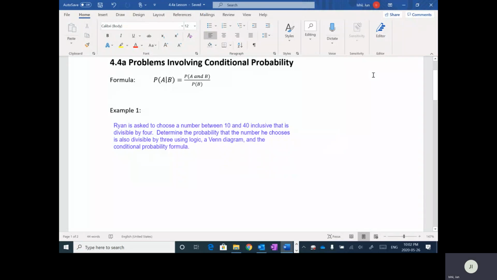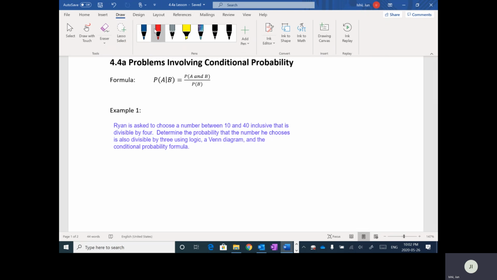All right, so the next lesson here is problems involving conditional probability. The last lesson was a bit of an introduction to conditional probability. Now we're going to get into a little bit more detail, and for this lesson, we're actually going to be using a formula.